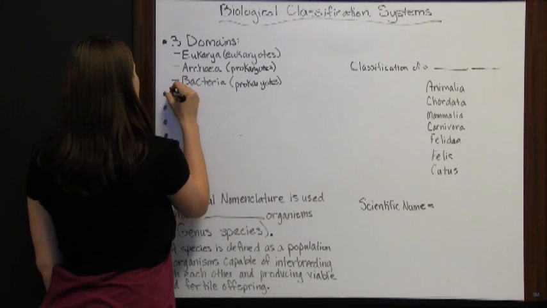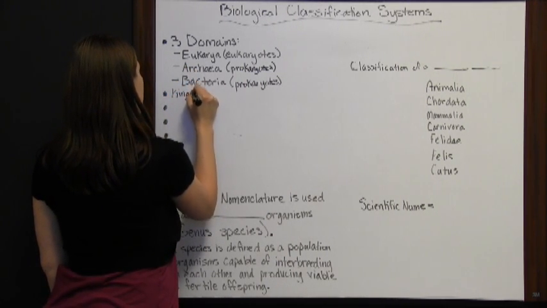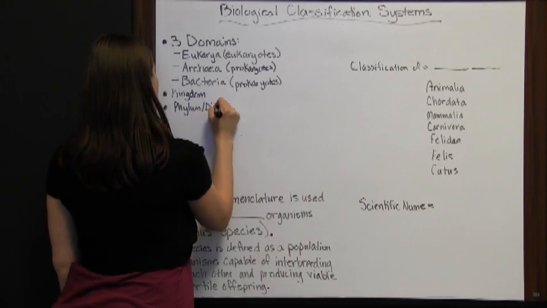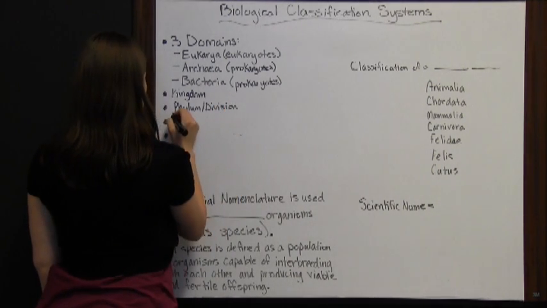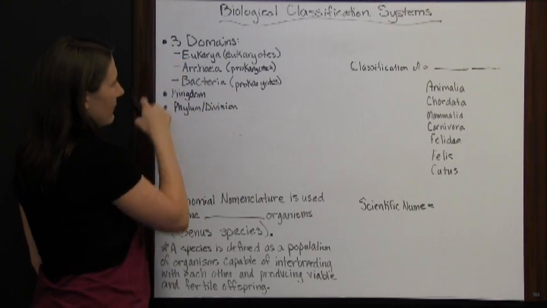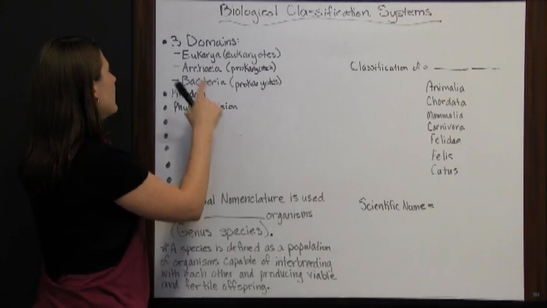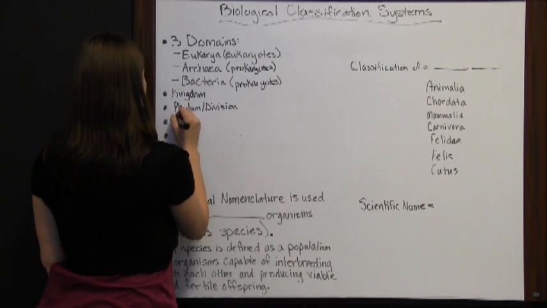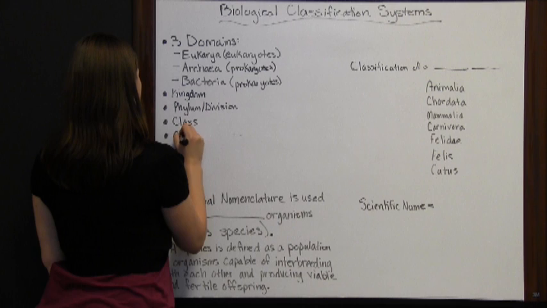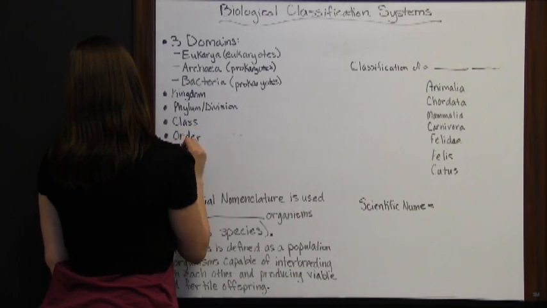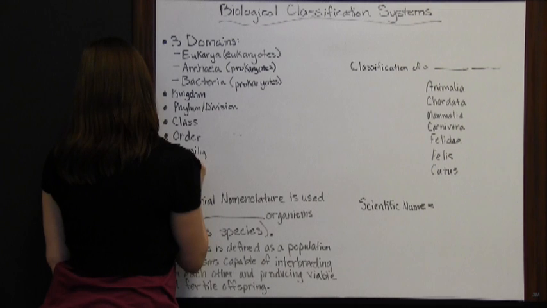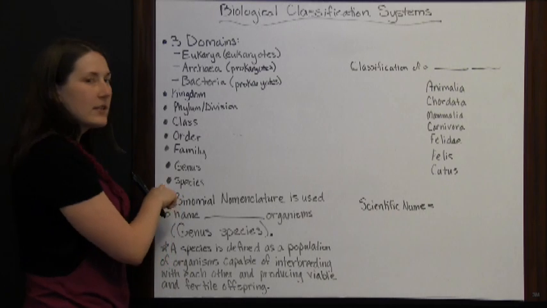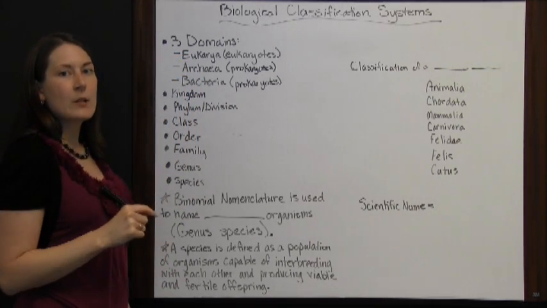And after domain, you've got kingdom, phylum, or division. And phylum is going to be referred to in eukarya, where divisions are going to be referred to more in the archaea and bacteria domains. And then you have class, order, family, genus, and species. So species is the most specific, where the domains are going to be the most general.